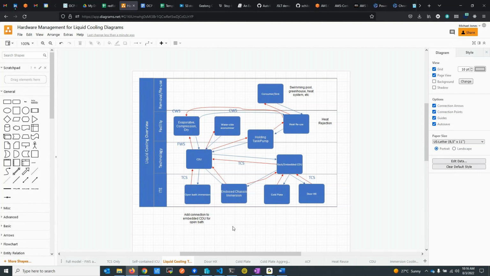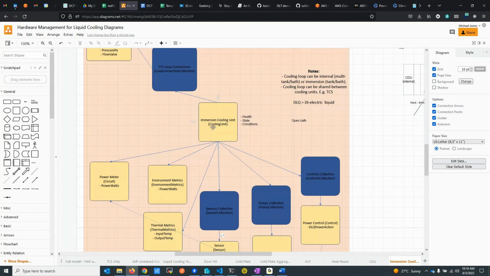Sorry, but could you repeat the question if possible? Oh, okay. Let me jump back here. So you look at this immersion cooling unit, this resource. When you're doing the hardware management, you would say, I've got an open bath, which is a cooling unit. So I would choose that it's an immersion cooling unit. Then I would specify make, model, etc.